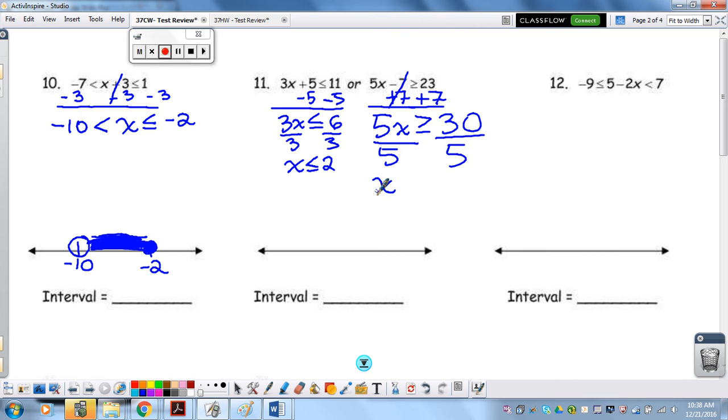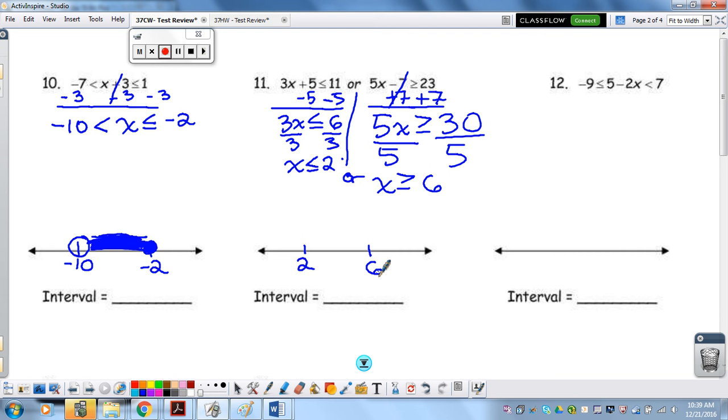And x is bigger than 6. So now what we're going to do is put the numbers on the number line. I'm also going to bring down the word or. Don't be freaked out by that word or. It's okay. So I'm going to put 2 on the number line. I'm going to put 6 on the number line because 2 is definitely smaller than 6.